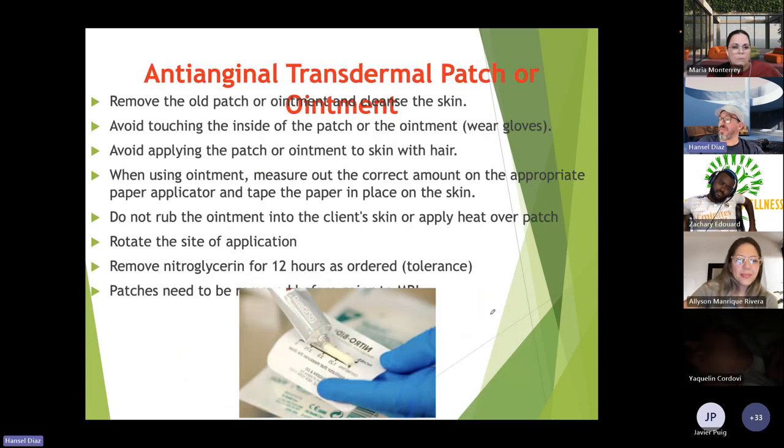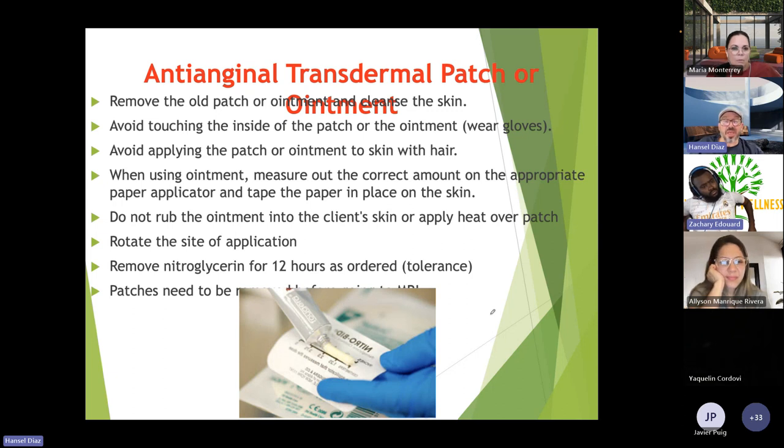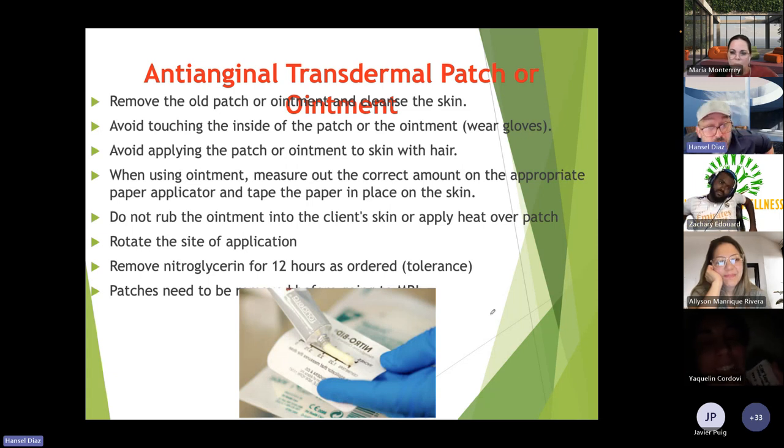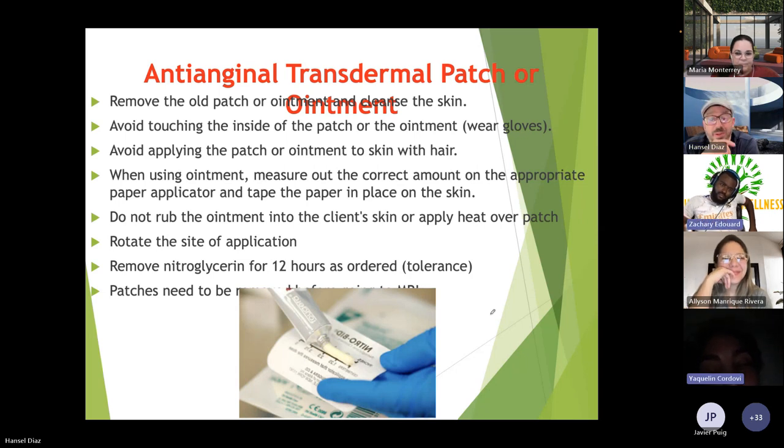Anti-anginal and transdermal patch, you remove the old patch, always. You might think it doesn't have any medication, still does. And after you've done it, you make sure you put it in a safe place. Kids and dogs, they love to go through the trash. You do not want your kid and your dog, and believe me, a 3-year-old and a dog have the same brain. They think very much alike. So they could go and lick the fentanyl patch. Not a good idea.